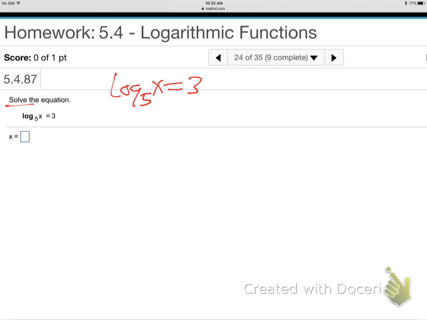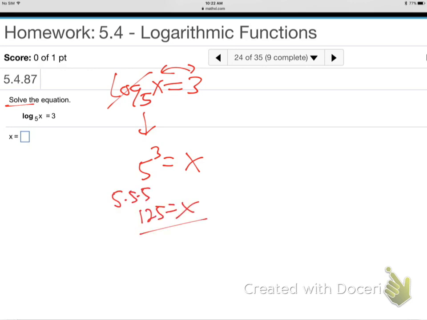How do you solve a log? Cross off the log, switch them around. Lose the log, base stays the base, other two switch. Instead of 5 to the x, it's 5 to the 3. X goes over there. X is alone. 5 to the third: 5 times 5 times 5 is 125. Done. Pretty easy. Just cross off the log, base stays the base, other two switch. Be good with that. I'll move on.